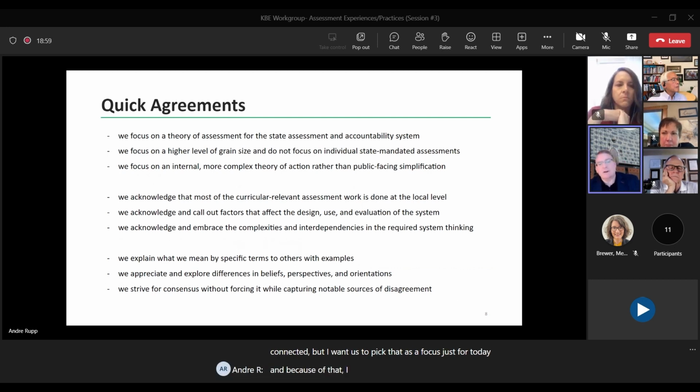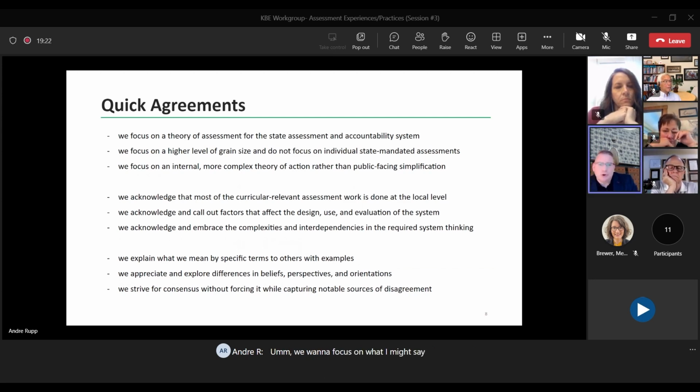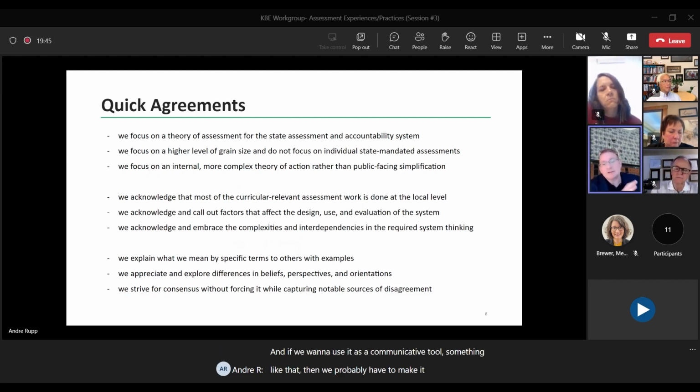Because of that, I want us to focus on a higher level of grain size. I don't want us to focus on any singular individual state-created or state-mandated assessment. That could exist, and it's something we could choose to do. But we want to focus on an internal-oriented and maybe a little bit more complex theory of action, rather than a public-facing simplification or abstraction of that. This came up in an email exchange I had with Meredith and Lou this morning about the graphic that I'm going to show you. Yes, it is a little bit complex, and if we want to use it as a communicative tool, we probably have to make it simpler. That's right. But today I want us to embrace that and work with that tableau, so to speak, as is.